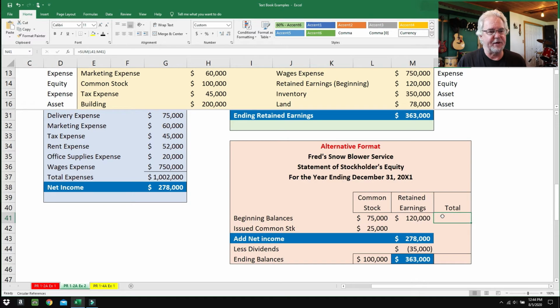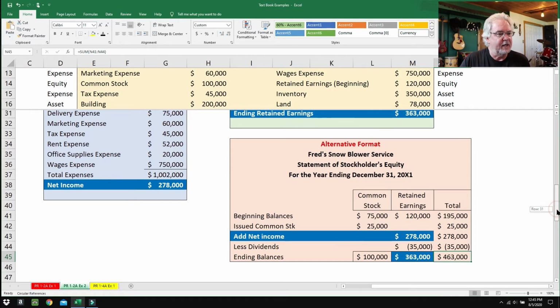All we're going to do is add horizontally. So 75 grand plus 120 is the grand total. 25,000 plus nothing is 25,000. And nothing plus 278 is 278,000. Nothing plus 35, or add a negative 35,000 there. So there we go. We're just adding across. And then 100 grand plus 363 is, there you go, 463, folks. So either way, either format's easy.